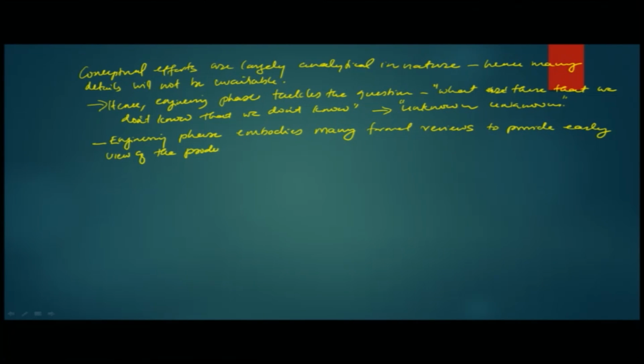The second aspect, the engineering phase embodies many formal reviews to provide an early view of the product. That is one aspect. So, many formal reviews happen as part of the engineering phase, because this is where the physical translation of the product happens.